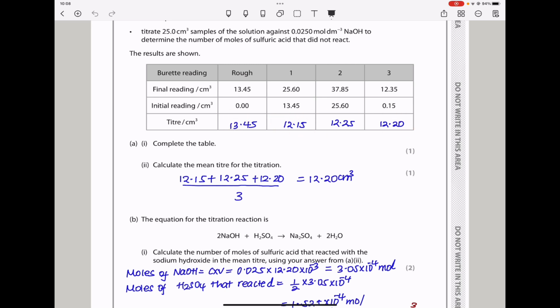How do we know if results are concordant? We need to get a difference between them. If the difference is within 0.2, then they are concordant results. So this, that, and that are what I used here. I divided by 3 to calculate the mean titre, which is 12.20 cm³.